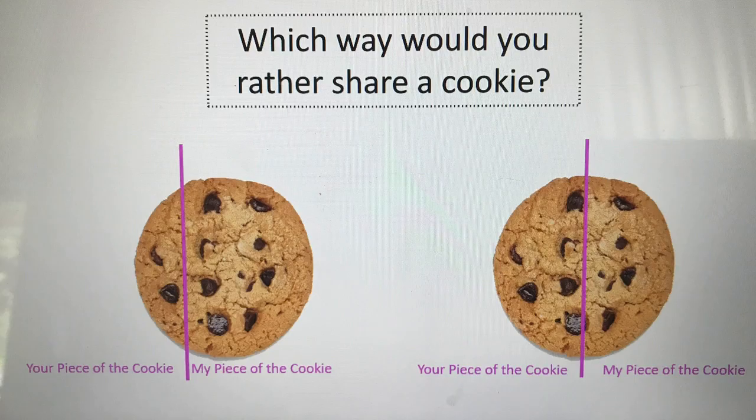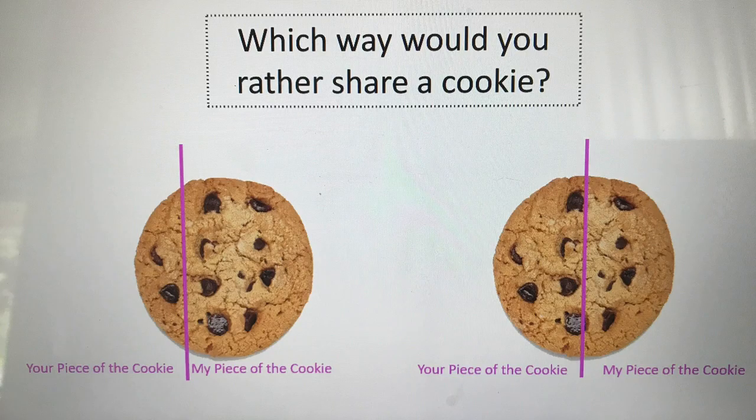I have a question for you. Which way would you rather share a cookie? Look at the cookie on the left. Do you see the pink line? It's kind of towards the left side of the cookie. If that small piece was your piece and the right side was my piece, would you want that cookie?